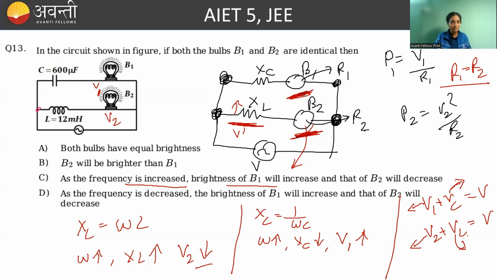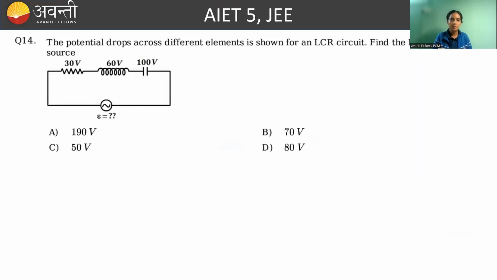And if V2 is decreasing and V1 is increasing, bulb B1 will glow more than B2. Option D says as the frequency decreases, the brightness of B1 will increase. This is just the opposite statement of C. So if C is correct, D will be incorrect. So C is the correct option. I hope it is clear.